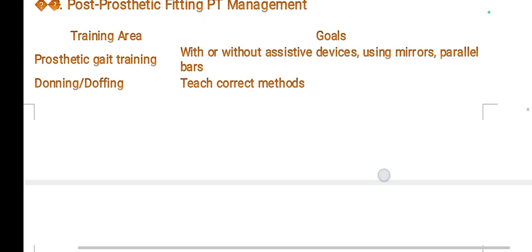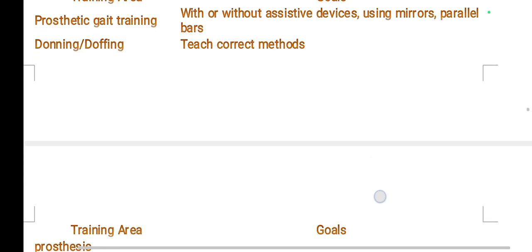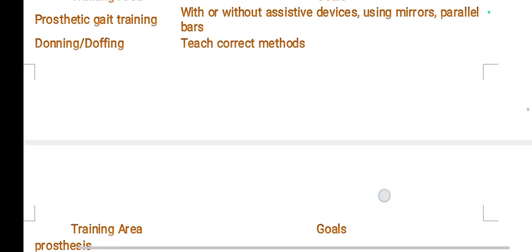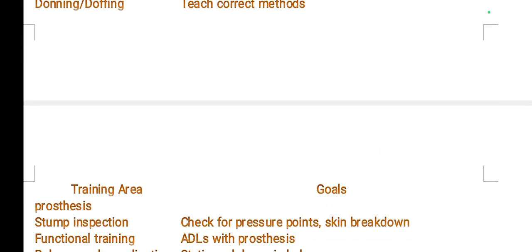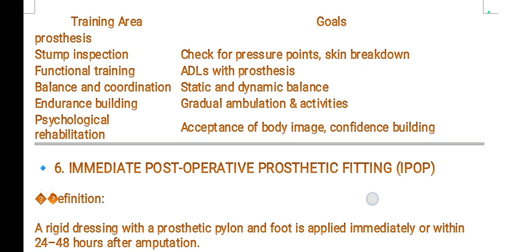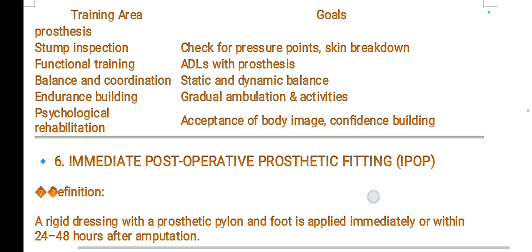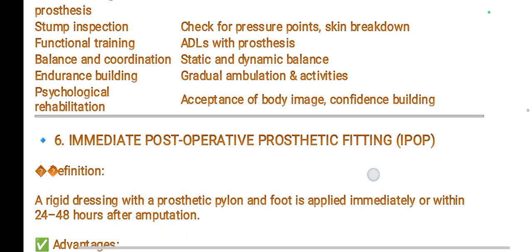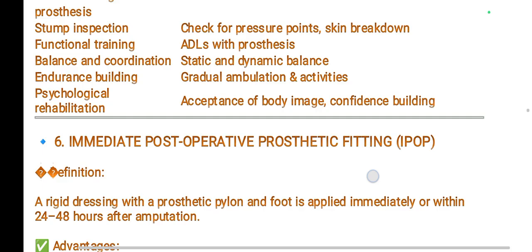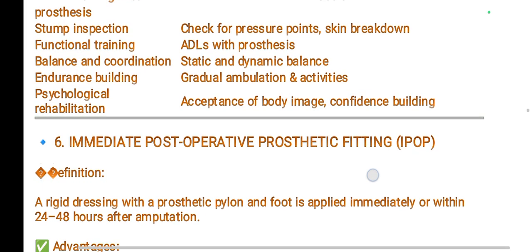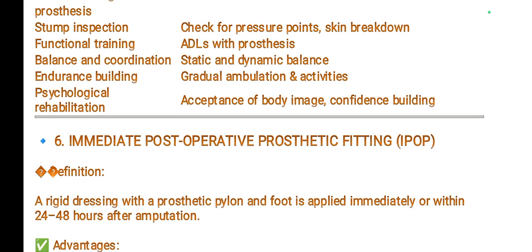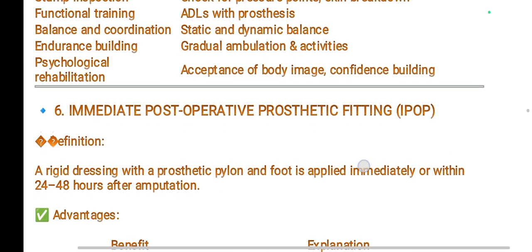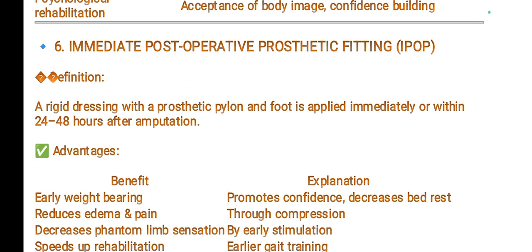Prosthetic phase PT management: prosthetic gait training with or without assistive devices, using a mirror and parallel bars. Donning and doffing, teach correct methods. For the prosthesis, stump inspection, check for pressure points and skin breakdown. Functional training, such as activities with the prosthesis. For balance and coordination, static and dynamic balance training will be given. Endurance building, gradual ambulation and activities. Psychological rehabilitation: acceptance of body image, confidence building.